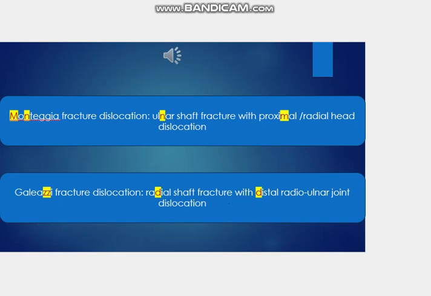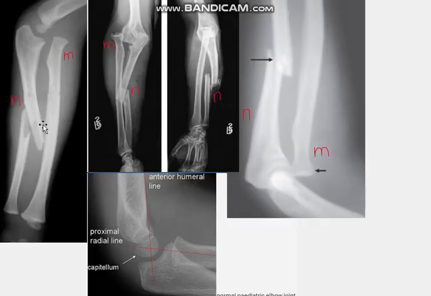So let's start. These are examples of Galeazzi fracture. These are examples of Monteggia fracture dislocation. This is the N sign and M sign. N sign: there is ulnar shaft fracture with displaced fragments.